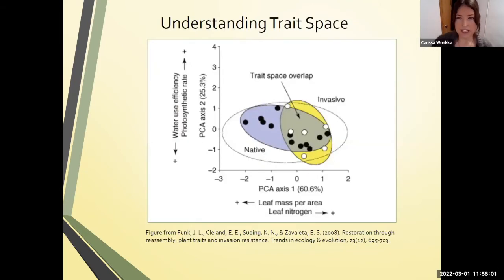Just to understand trait space, I went over it a little bit in that ordination of the trees, but this is maybe a more theoretical approach. We have our native species here in this blue box and our invasive species here in this yellow circle. The invasives are the white dots and the natives are the black dots. If we look at traits like leaf mass per area, leaf nitrogen, water use efficiency, photosynthesis, we can look at where these two groups of species overlap. If we were interested in understanding the traits that define the native species and the invasive species and how similar they are, we can put the different traits into ordination space, which is what these PCAs are, which basically shows the similarity or dissimilarity among these species based on a multivariate suite of traits.